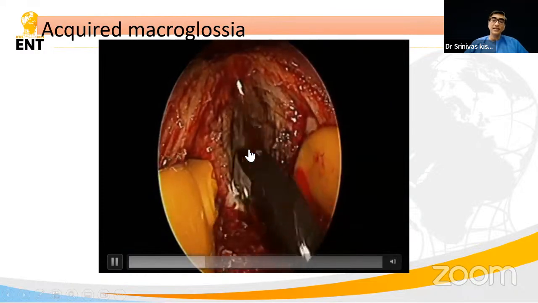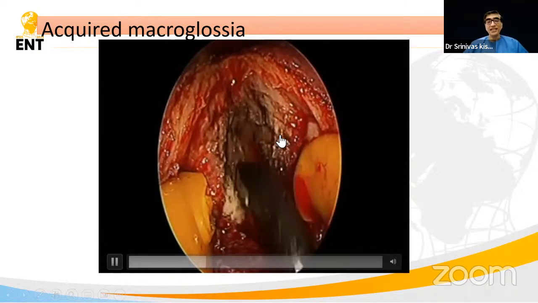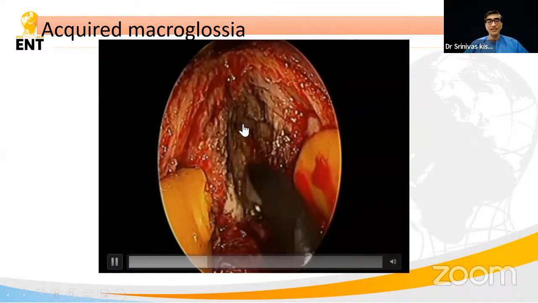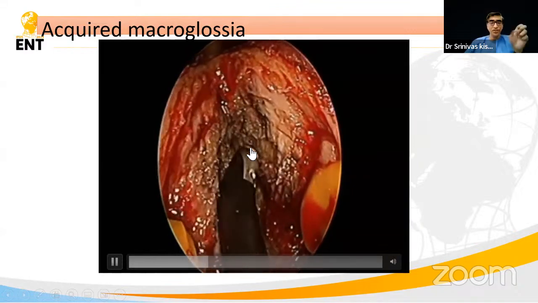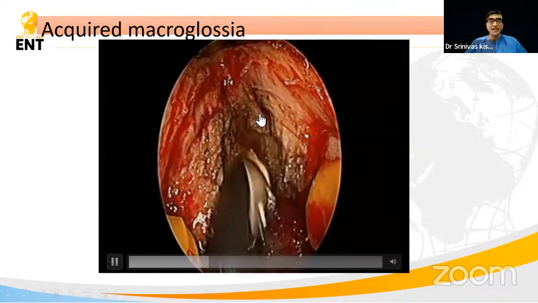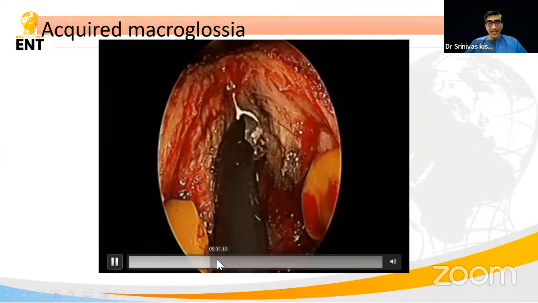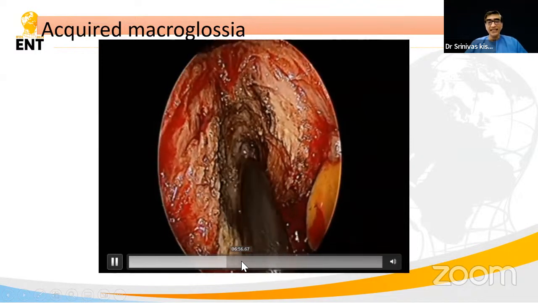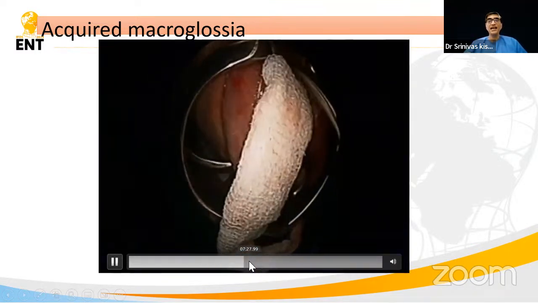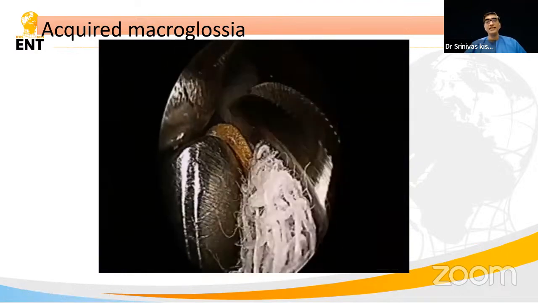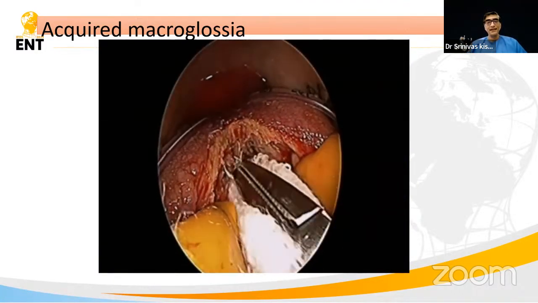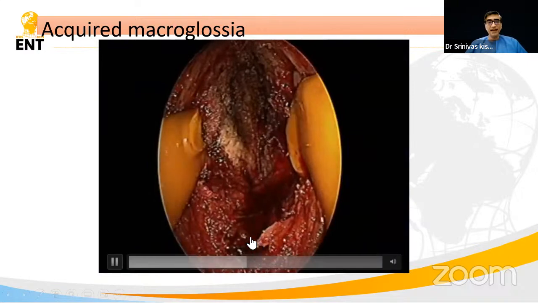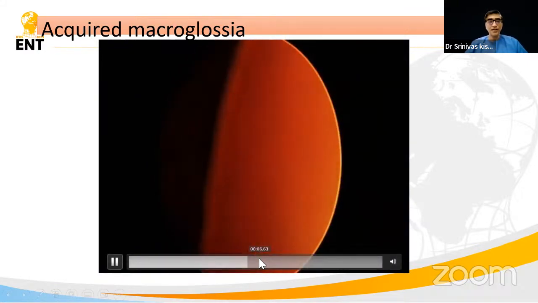You can see the genioglossus muscle, how beautifully it is fanning out. This is absolute macroglossia. You can use your Doyen's mouth gag to splay it open, stay in the midline, and you can exit at the level of the epiglottis. So you can see how the entire gauze is going in. This whole thing, you can push it. These are massive resections that you may have to do sometimes.